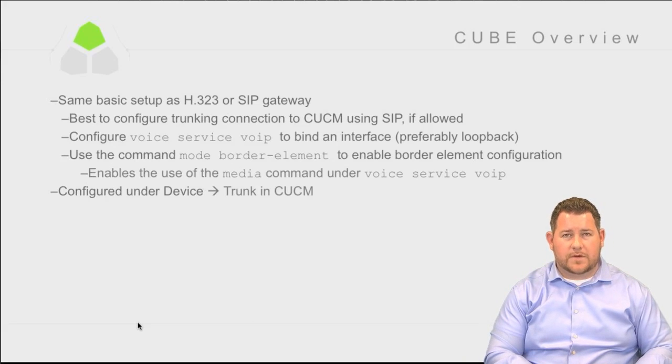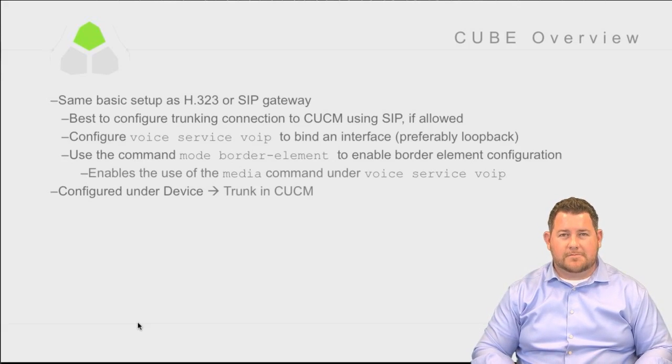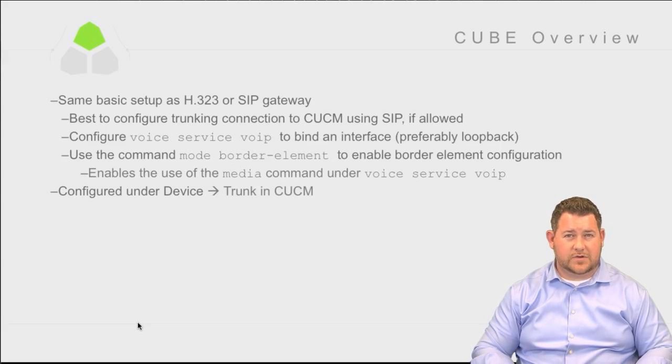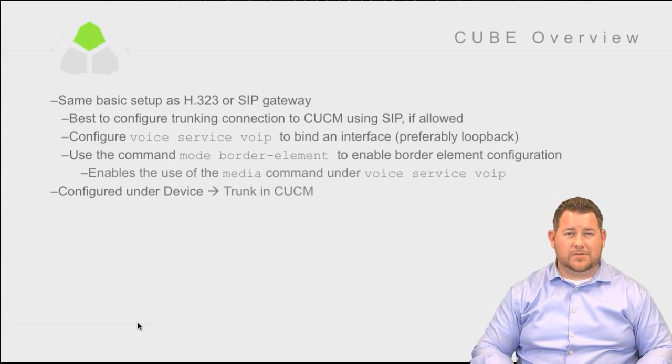So the CUBE overview, right? Talking about some of the different things that we have here in CUBE. It's basically the same basic setup that you're going to see in H.323 or SIP. And it's best to configure, like I mentioned already before, the SIP trunking if possible. So you want to use SIP wherever possible. Now, not a SIP and H.323 combination. If you're going to use H.323, use H.323 everywhere, so you don't have to interwork between the two.